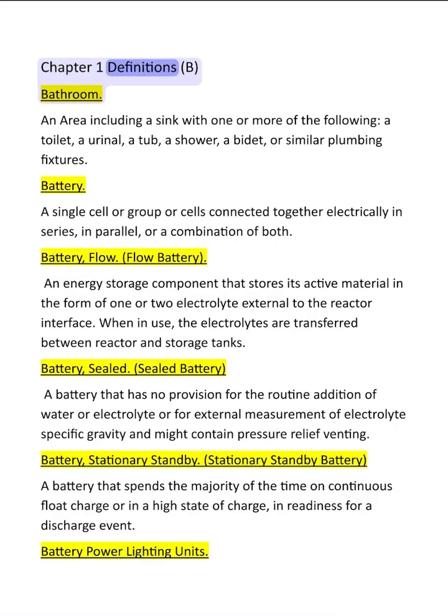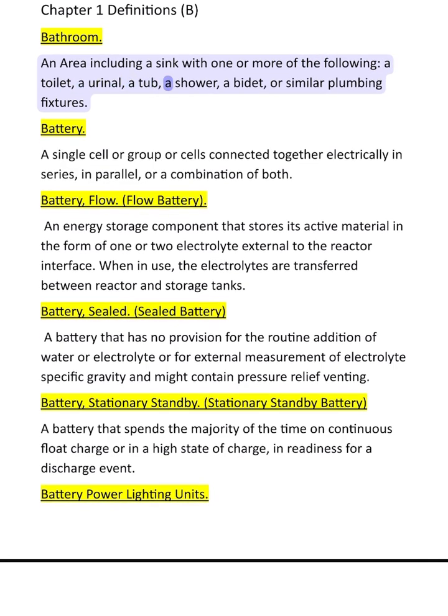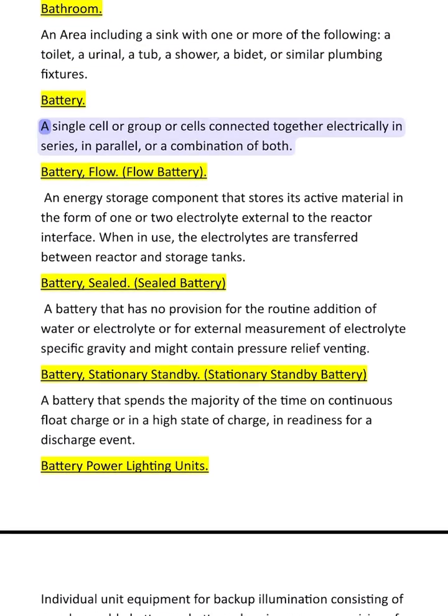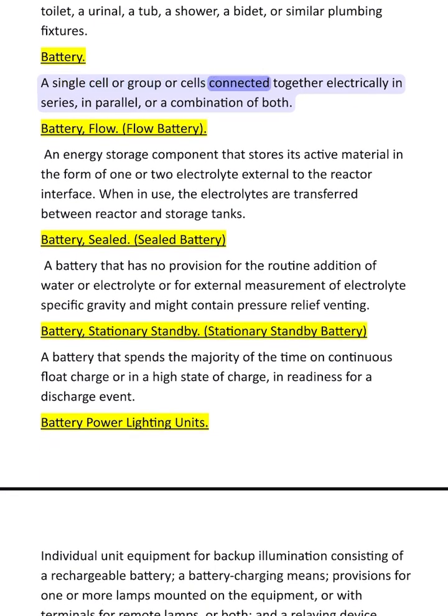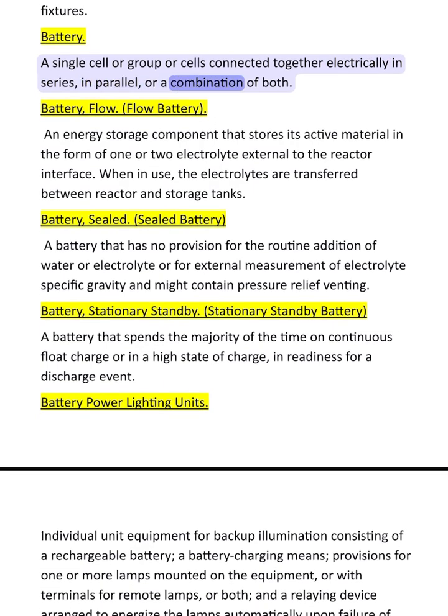Chapter 1 Definitions. B. Bathroom. An area including a sink with one or more of the following: a toilet, a urinal, a tub, a shower, a bidet, or similar plumbing fixtures. Battery. A single cell or group of cells connected together electrically in series, in parallel, or a combination of both.